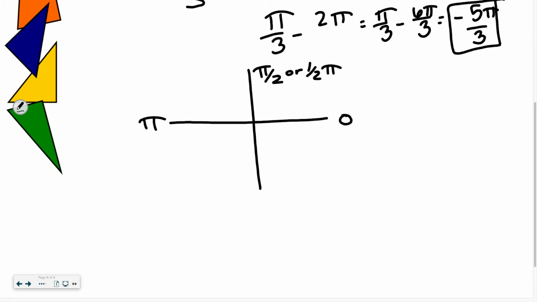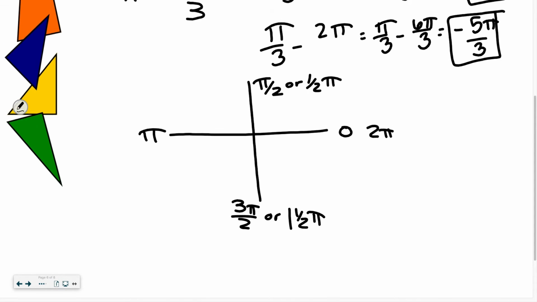And then this is 3 over 2 pi or 1.5 pi, right? I usually write 3 pi over 2, but you can certainly think about it as 1.5 pi. This is going to be the common way you see it, 3 pi over 2. And then when you get back to 0, this is 2 pi.